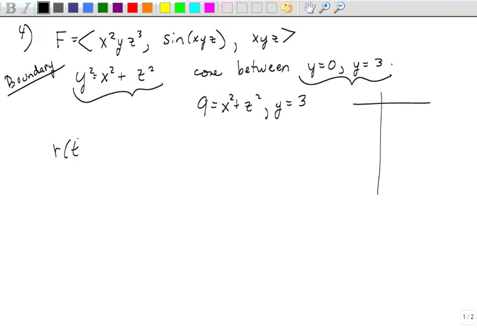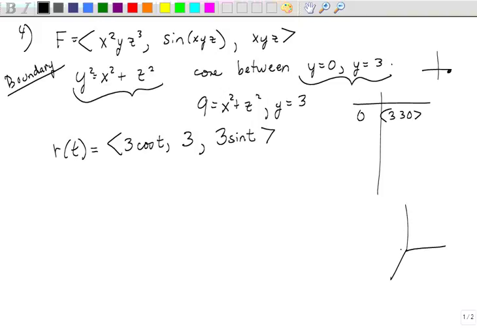So we want r of t. If we did 3 cosine t, y is 3, z is 3 sine t. Then at 0, we're going to get 3, 3, 0, which basically is 3, 0 on the xz axis, which is right here. And then if we do pi over 2, we're getting 0, 3, 3. We're going that way, and that's clockwise, so we can't use that.